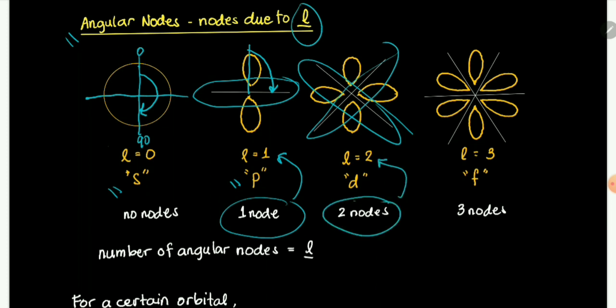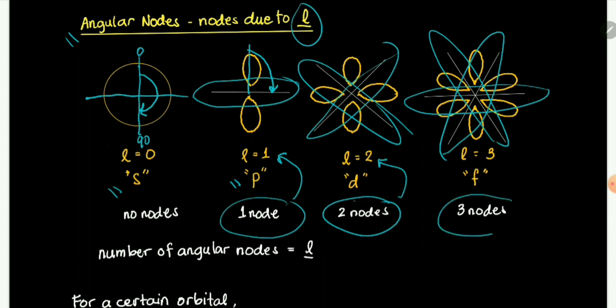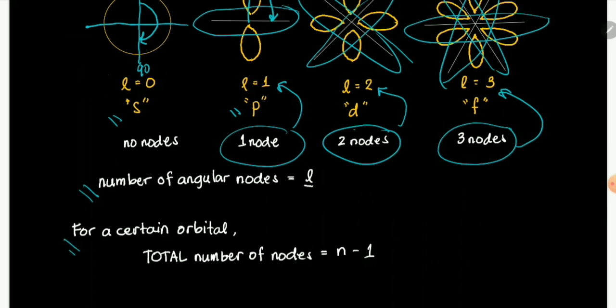For the f orbital, meron tayong L equals 3 kasi tatlo yung ating intersecting nodes. Okay? So sa mga regions na yan, wala tayong makikitang electron density. So we have a total of 3 angular nodes, which is equal to the azimuthal quantum number, which is 3. So therefore, the number of angular nodes for each orbital is just equal to its azimuthal quantum number. Okay? So therefore, for a certain orbital, the total number of nodes is equal to n minus 1.